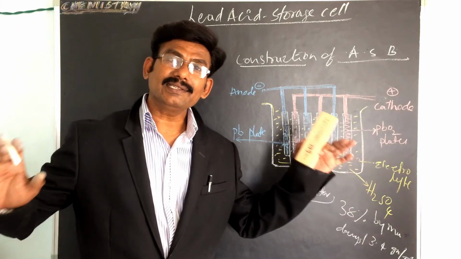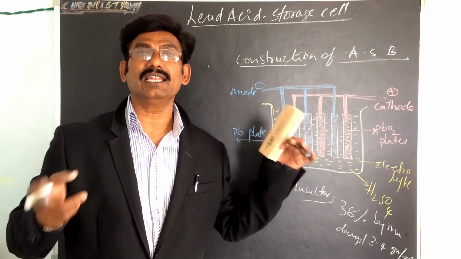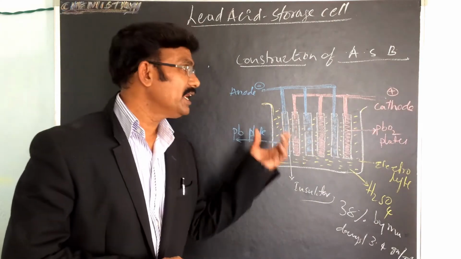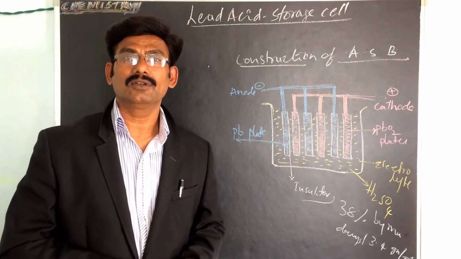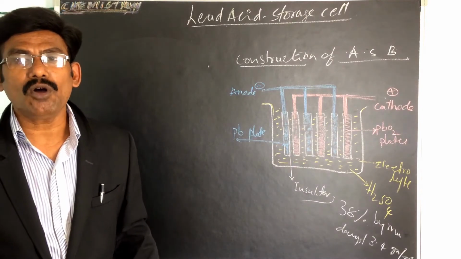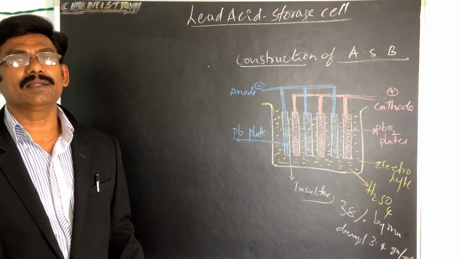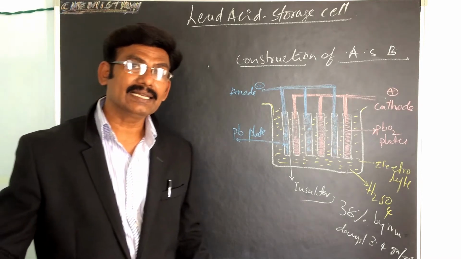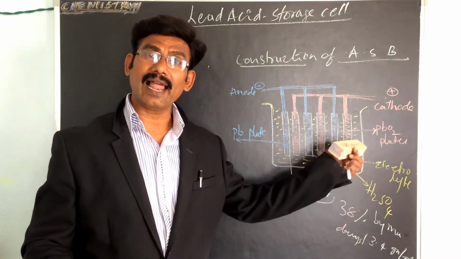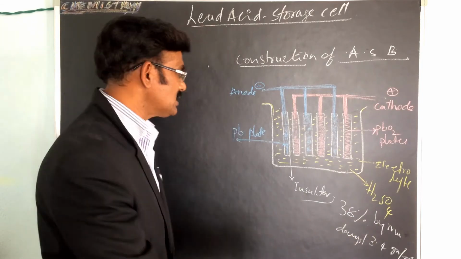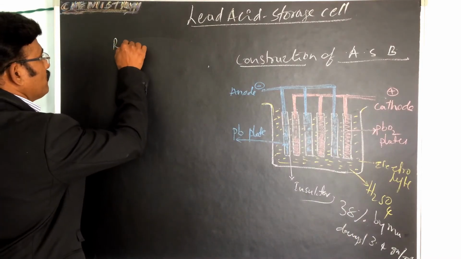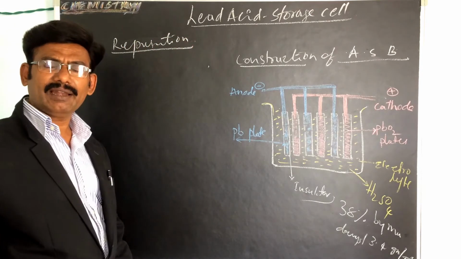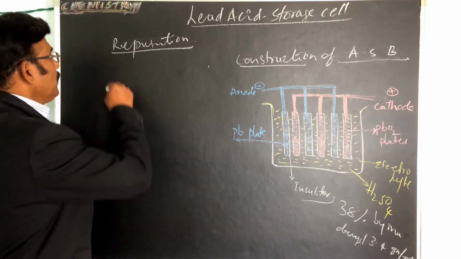The representation of the cell is important; we will get 1 mark for the representation. We know that lead with sulfuric acid gives lead sulfate. So we write the representation in cell notation.